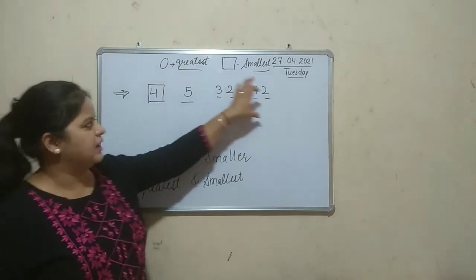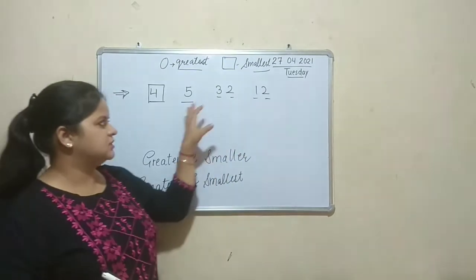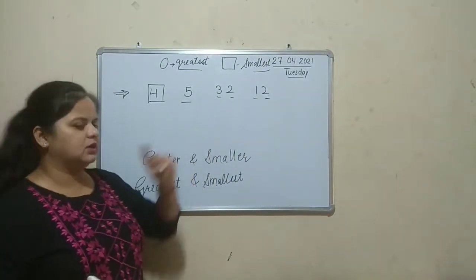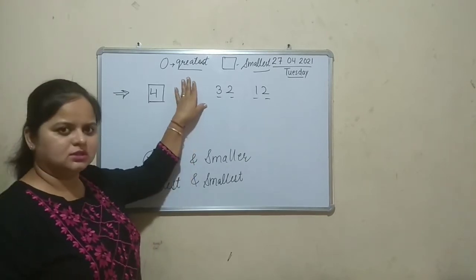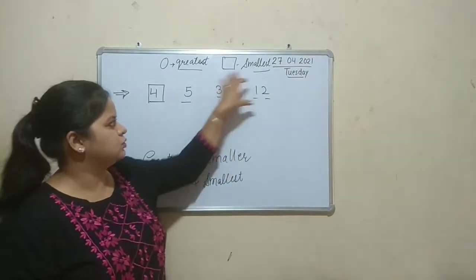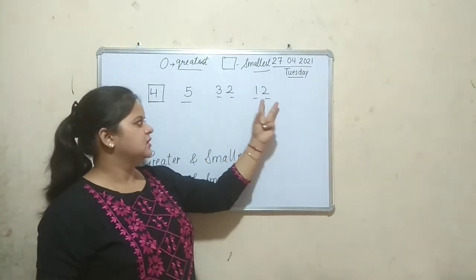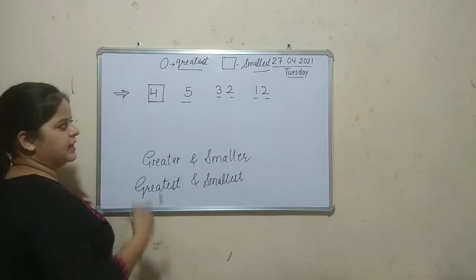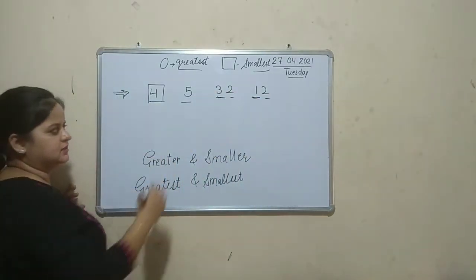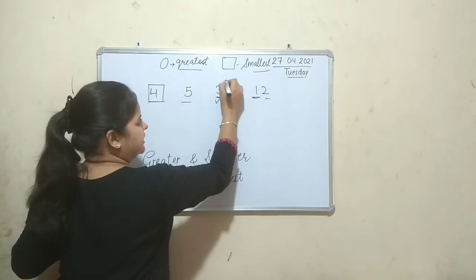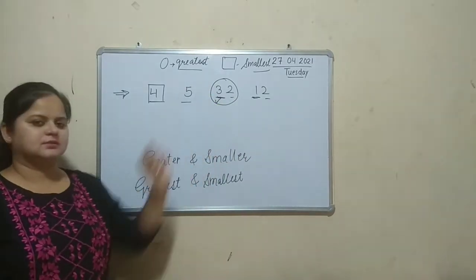And now we have to find the greatest number. 5, 32 and 12. From these, 5 is only a one-digit number, so this is the smaller one and we will not consider it. We will do the comparison between these two numbers, 12 and 32. And we have to see the number placed on the tens place. So 3 is greater. We will make a circle like this.